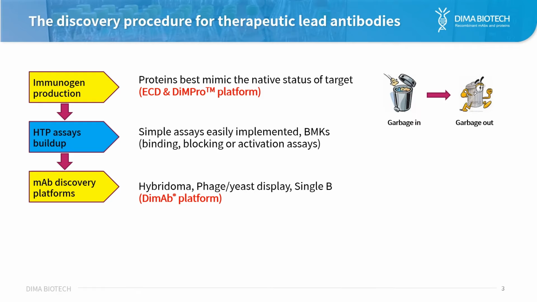Currently, there are multiple technologies used for the monoclonal antibody development, such as hybridoma, phage display, etc. Here at DIMA, we have our own proprietary DimAb platform. This is built on the most advanced single B cloning technology. In the last 2 years, we used this platform to develop more than 1,000 high-quality monoclonal antibodies that covers almost 180 drug targets.